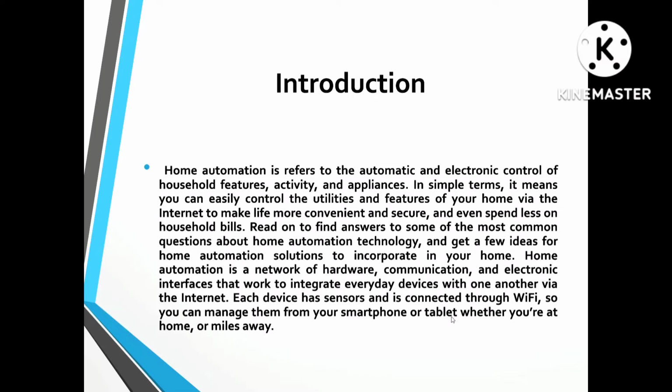Home automation is a network of hardware, communication and electronic interfaces that work to integrate everyday devices with one another via the internet. Each device has sensors and is connected through Wi-Fi, so you can manage them from your smartphone or tablet whether you are at home or miles away.